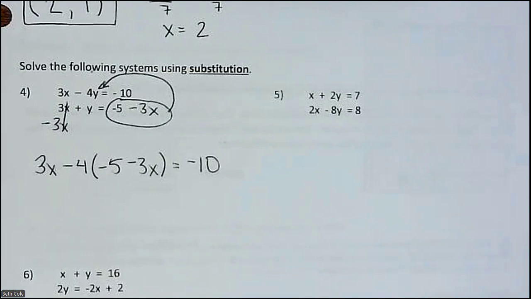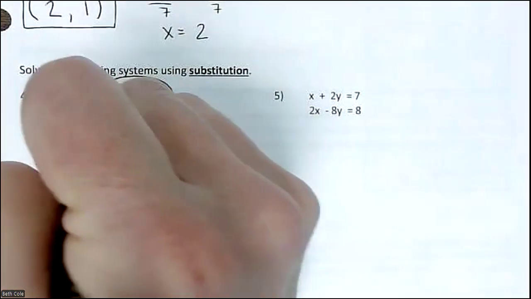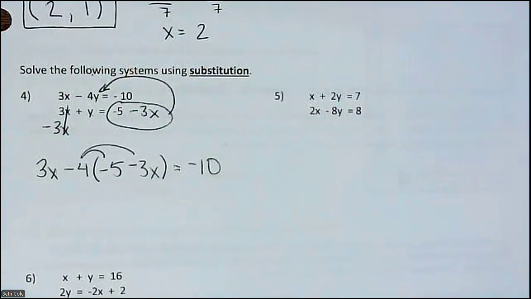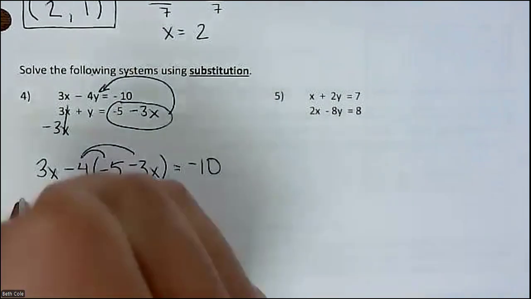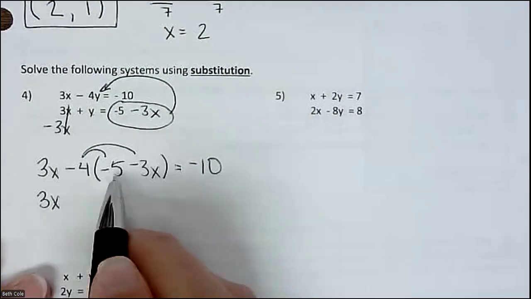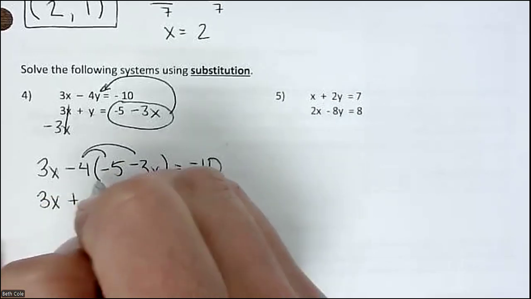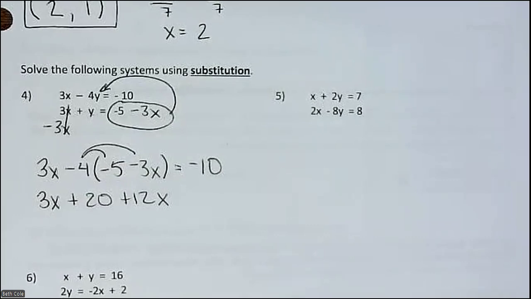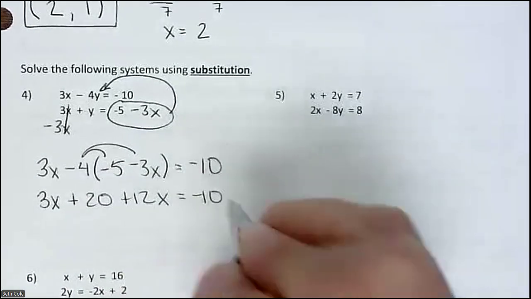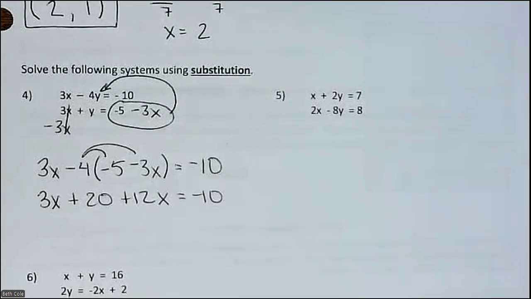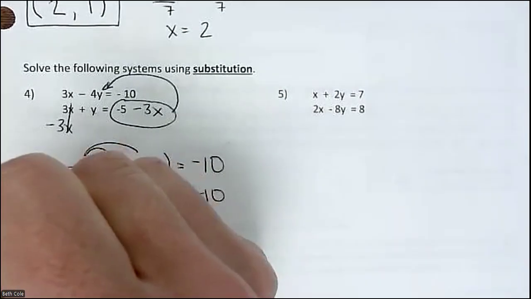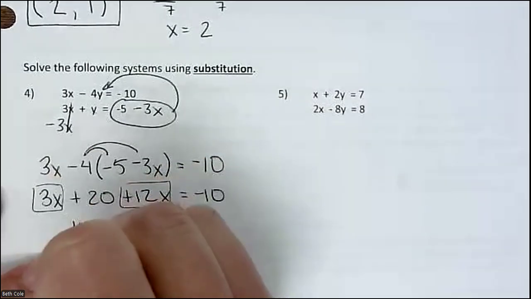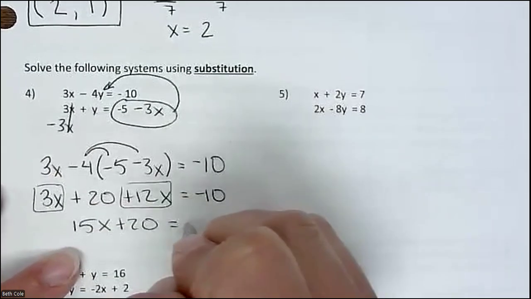Because now you just solve an equation. You guys are good at that. First step, distribute. Not a 4, but a negative 4. Good. So it'll be 3x, plus 20 plus 12x. Yours is in the other order than mine, you have 12x and then 20. Fine. The order doesn't really matter there. Equals negative 10. And then you add the like terms together. So what's that going to give us? Yeah, 15x plus 20 equals negative 10.